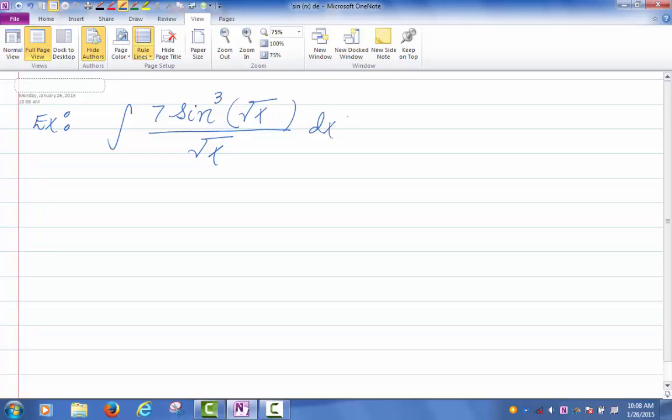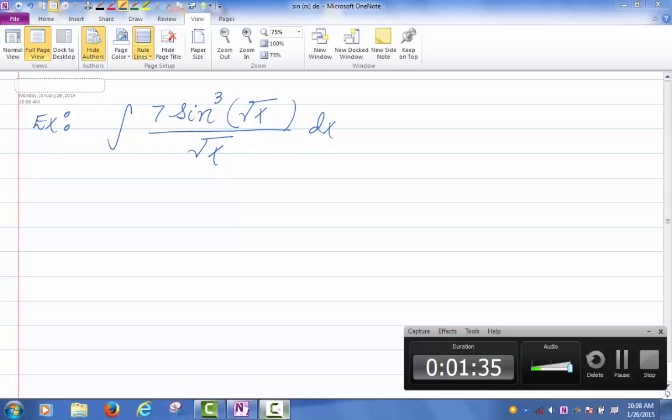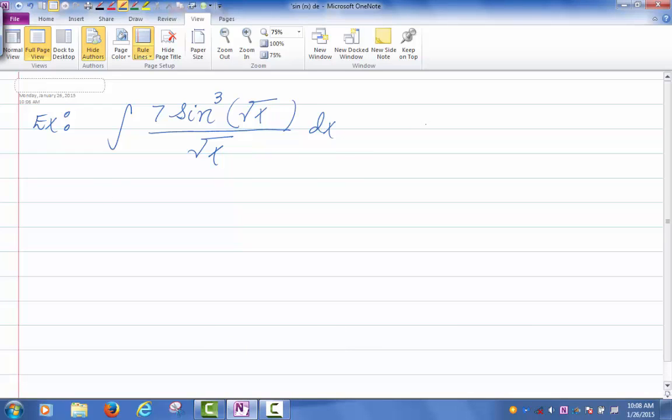You did a u substitution. What did you take for u? Root x, right? So let's do that. I'm going to take u to be root x, and then du would be what? Let me write it this way. The derivative of root x is half x to the negative half, which is half times 1 over root x. Notice that I could then say 2 du is 1 over root x dx. So I'm going to make that substitution now.